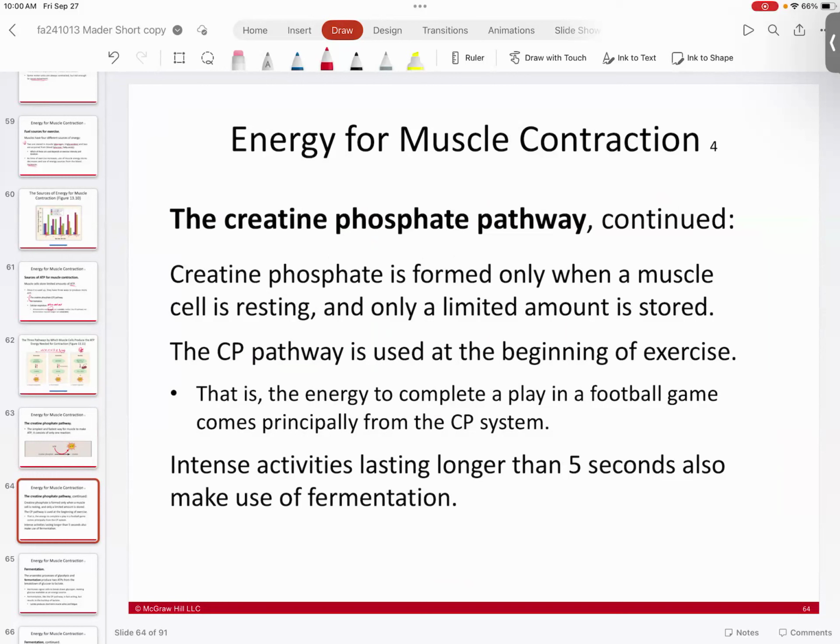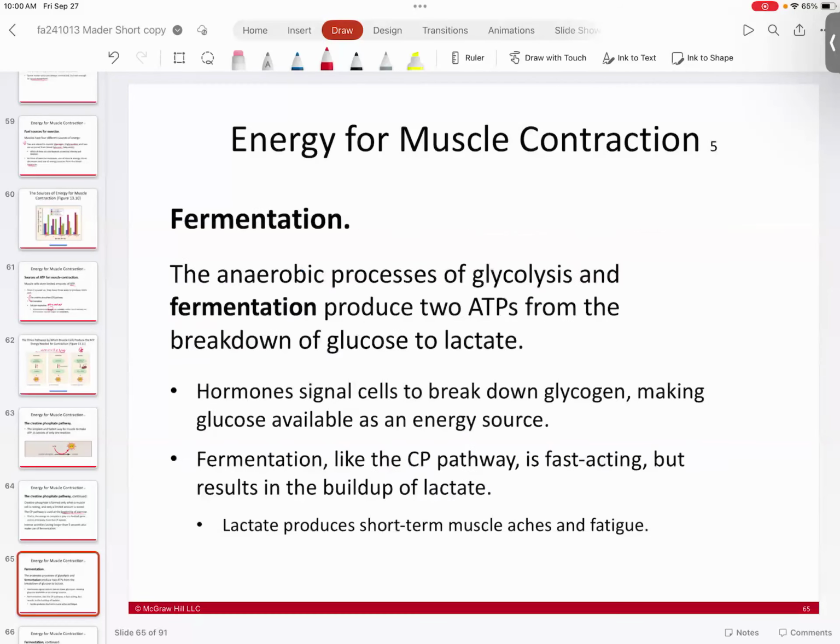The CP pathway is used at the beginning of exercise, right? Like I said, when you're in your oxygen buildup stage. So if you have a very short burst, like in a football game, that's mostly going to be your CP pathway that's doing that. So anaerobic is necessary. Longer then has to kick into fermentation.